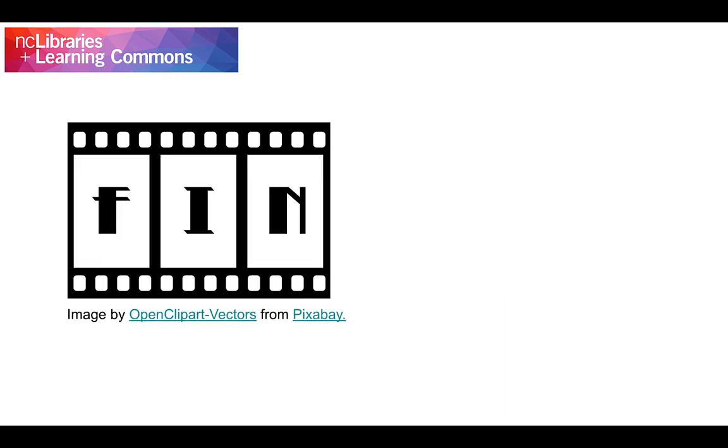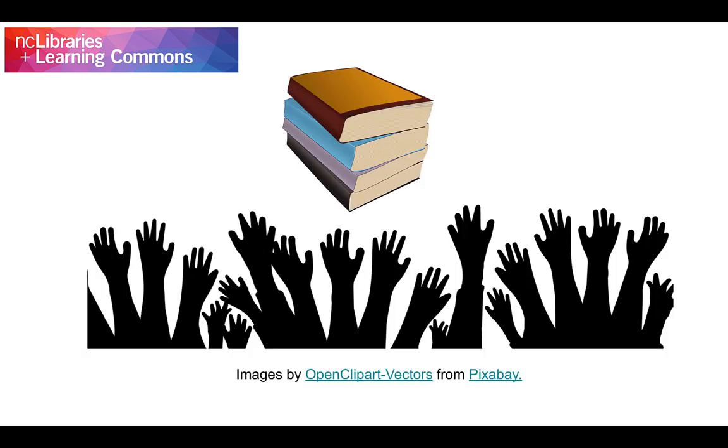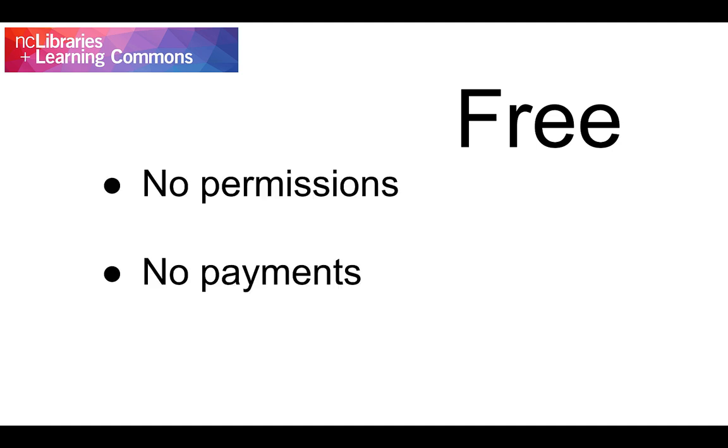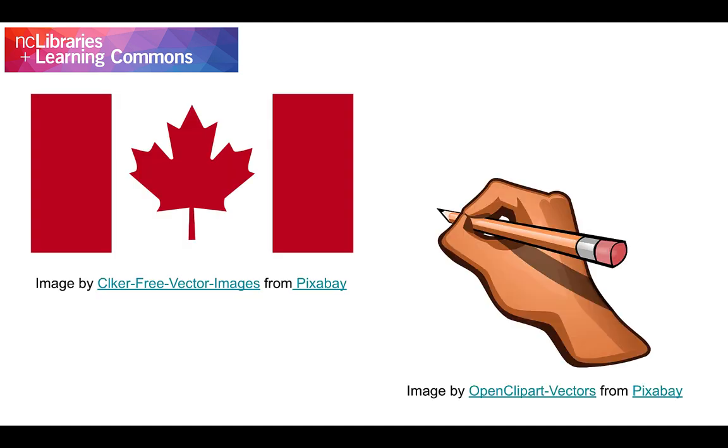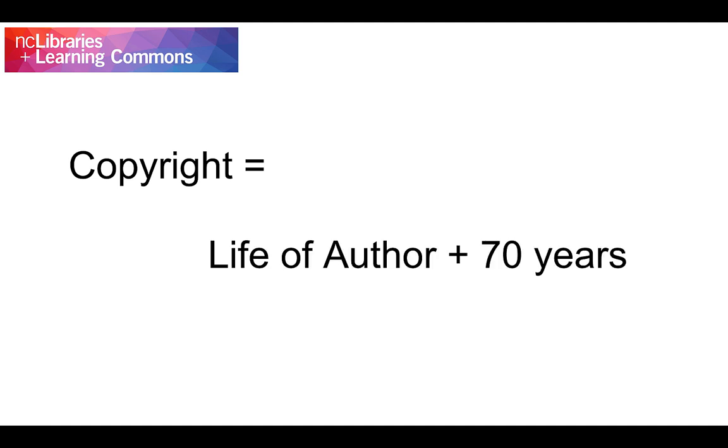When the term of copyright protection ends or expires, works fall into the public domain. A work in the public domain is free for anyone to use without permission or payment of royalties. In Canada, you can even modify public domain works without permission. The length of copyright in Canada is based on the life of the author or creator plus 70 years.